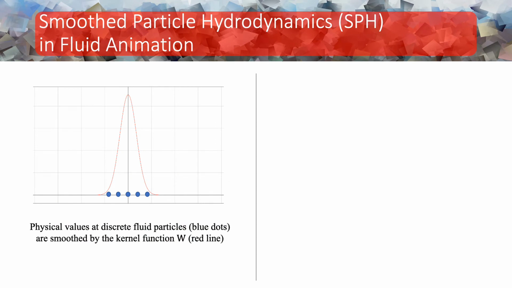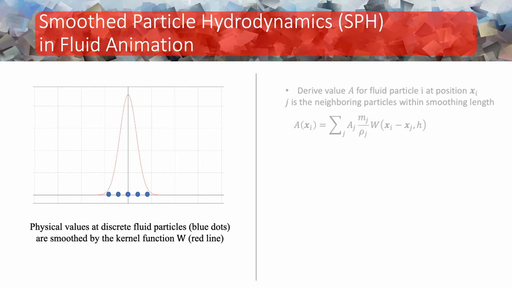As one of the most popular Lagrangian approaches to simulate fluid in computer graphics, Smoothed Particle Hydrodynamics, or SPH, can approximate physical values of a certain position using a kernel function W. The kernel function smoothes physical values of neighboring fluid particles indexed with J inside the smoothing length of particle I. It is also capable of approximating the first and the second derivative of physical values by simply calculating those of the kernel functions.